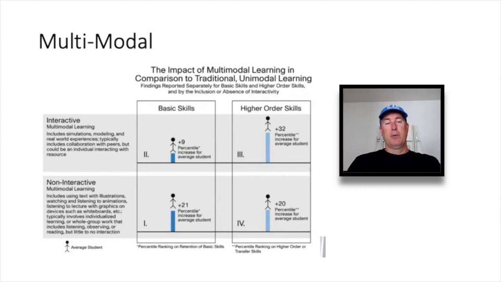Well, here's what happens, right? If it stays interactive and it's multimodal, right? Basic skills go up 9 percentile points. All right. If it's non-interactive, still in basic skills, it's non-interactive and it's multimodal, it goes up 21 percentile points. Okay. Jump over to the higher level skills, okay, and notice what happens.